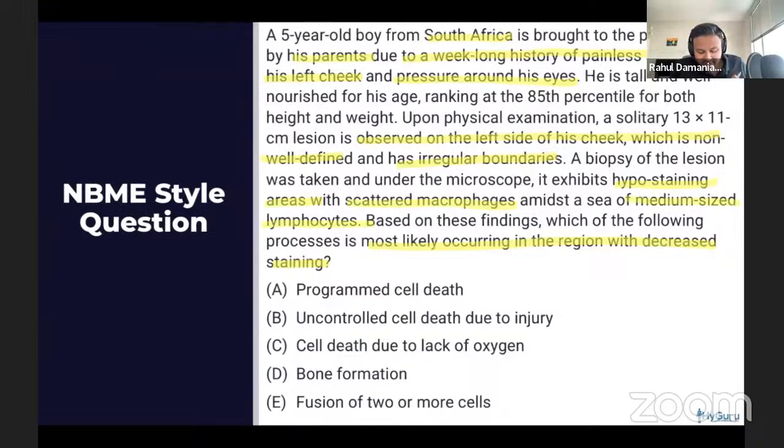Based on these findings, which of the following processes is most likely occurring in the region with decreased staining? A, programmed cell death. B, uncontrolled cell death due to injury. C, cell death due to lack of oxygen. D, bone formation. Or E, fusion of 2 or more cells. What do you think is the best answer here?